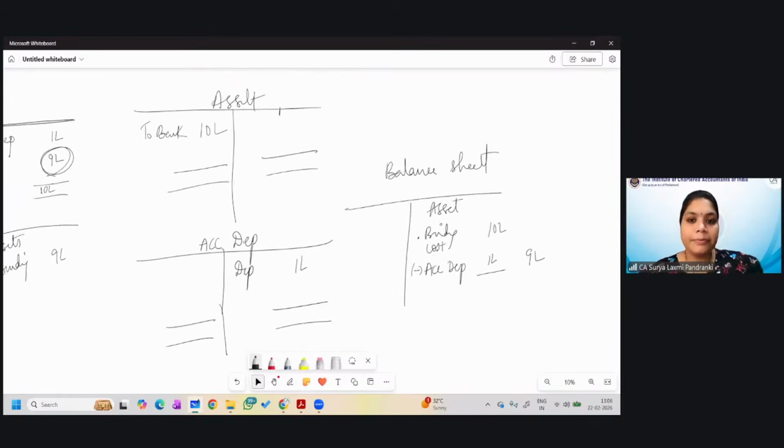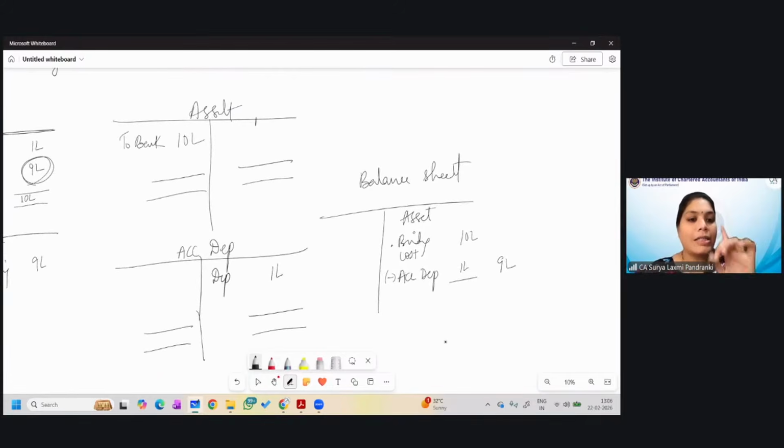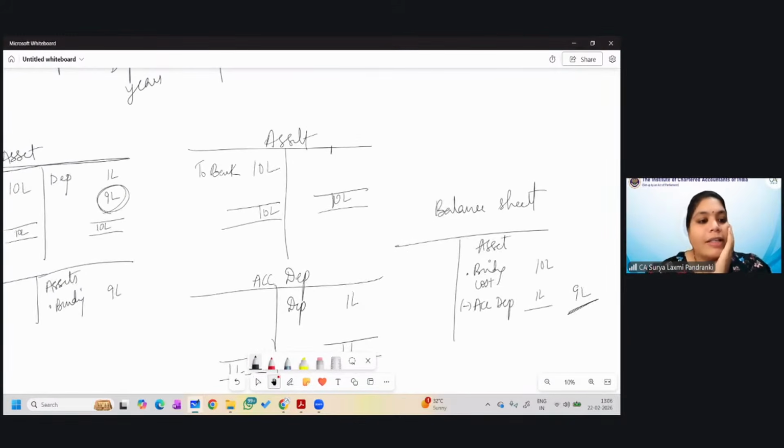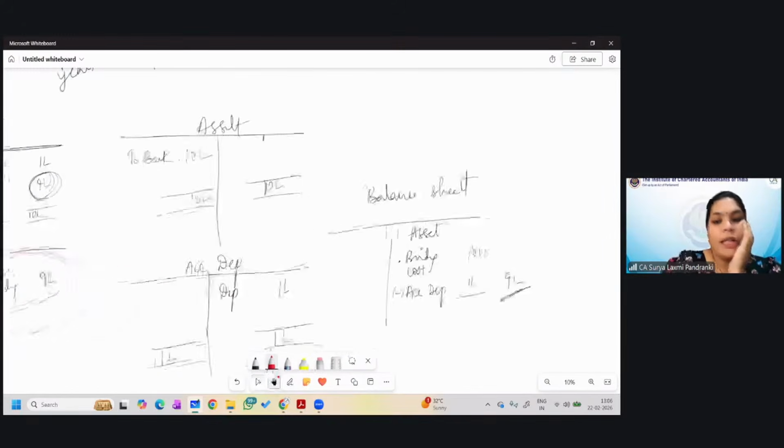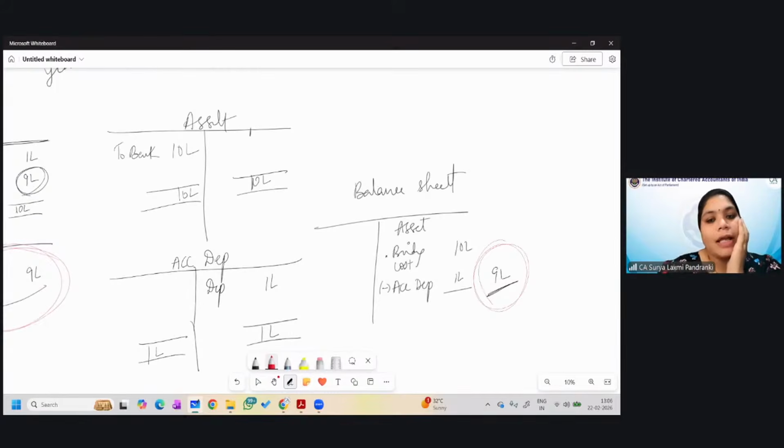Now this is clear. Asset account is having still a balance of 10 lakhs only. Here you are having a balance of 1 lakh. So both the accounts have to be shown in your balance sheet and the net figure is shown. Finally, the answer is the same only, no? In the first method, the asset building value is 9 lakh. Here also the building value is 9 lakh only, but the presentation is making the difference.